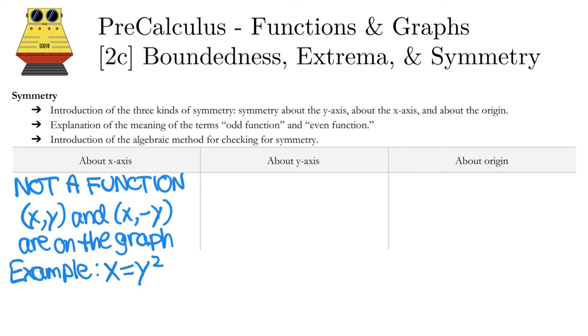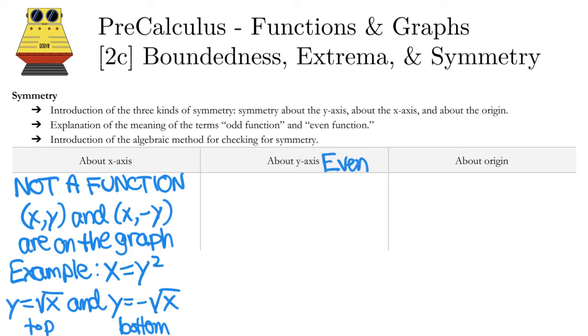An example of this would be the sideways parabola defined by the equation x equals y squared. If you solve that equation for y, you get y equals the square root of x, which is the top part of the parabola, and y equals negative square root of x, which is the bottom part of the parabola. When a function is symmetric about the y-axis, we say that that function is even. We can confirm that a function is even by showing that f of -x is equal to f of x.